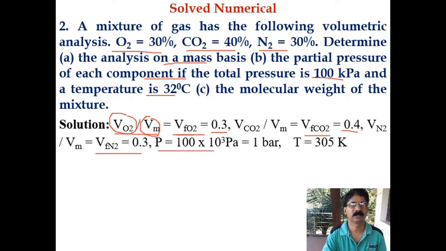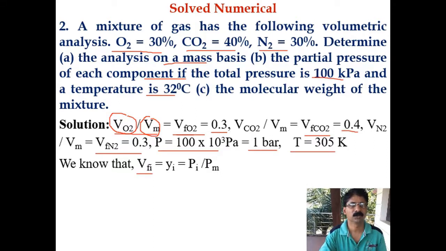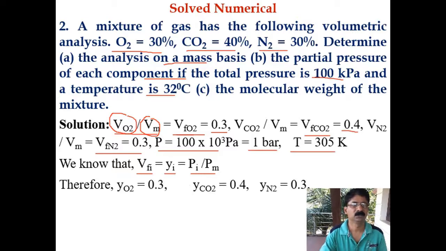Then the total pressure is 100 kilopascal, that is 100 into 10 to the power 3 pascal, which is nothing but 1 bar, and temperature is 32 degrees Celsius, which is nothing but 305 Kelvin. Now we know that volume fraction is also equal to mole fraction, which is equal to partial pressure of the constituent gas divided by the total pressure of the mixture. So YO2 is 0.3, YCO2 is 0.4, YN2 is 0.3.